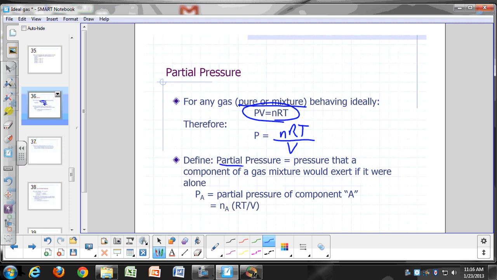Now we can define partial pressure as the pressure that a component of a gas mixture would exert if it were alone. So let's say you have a gas as a mixture of molecules A, B, and C, and so on. Well, if you just count the number of molecules of A, multiply that by RT over V, if you ignore all the other molecules that are there, then n sub A, number of moles of A times RT over V, would be the pressure that it would exert if it were alone, right? So that's the formula for the partial pressure then. Partial pressure of component A is just n sub A times RT over V. So that's the definition of partial pressure.